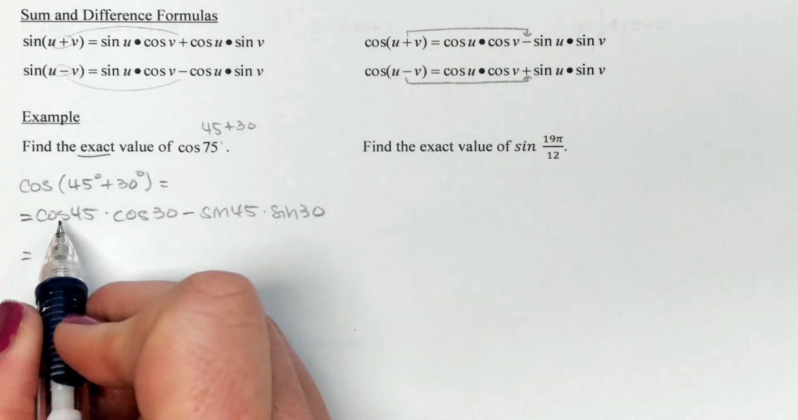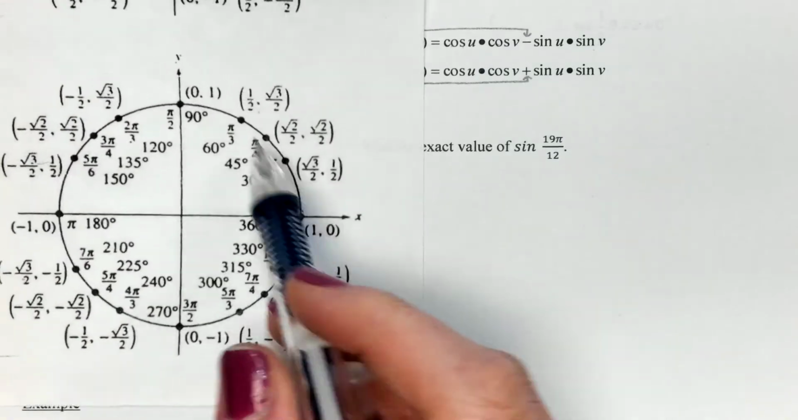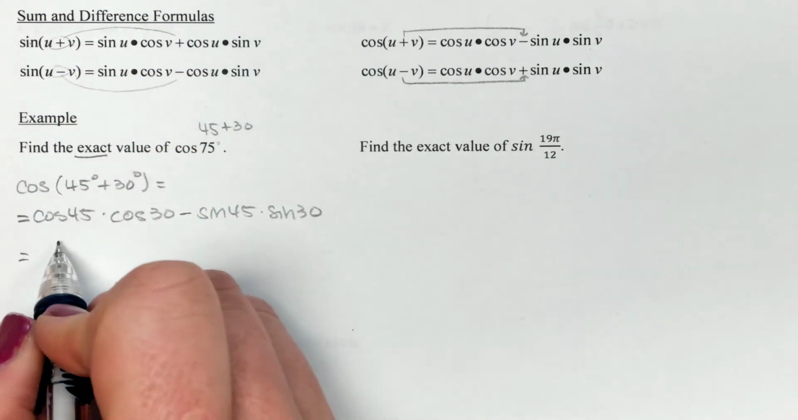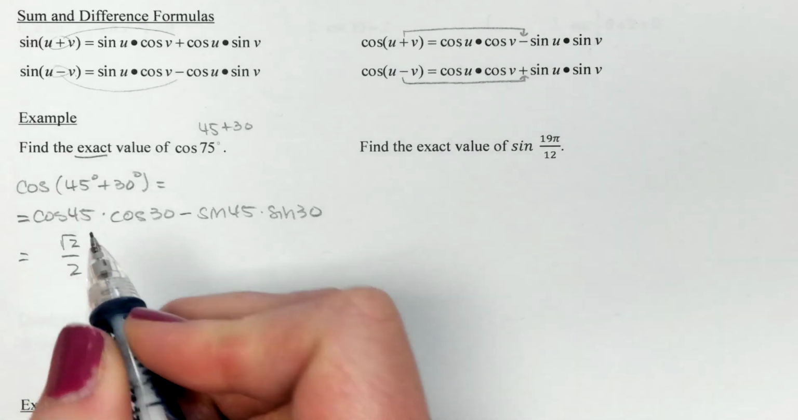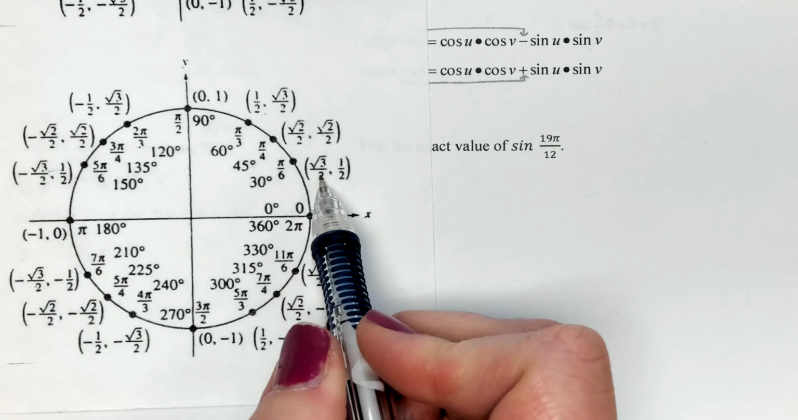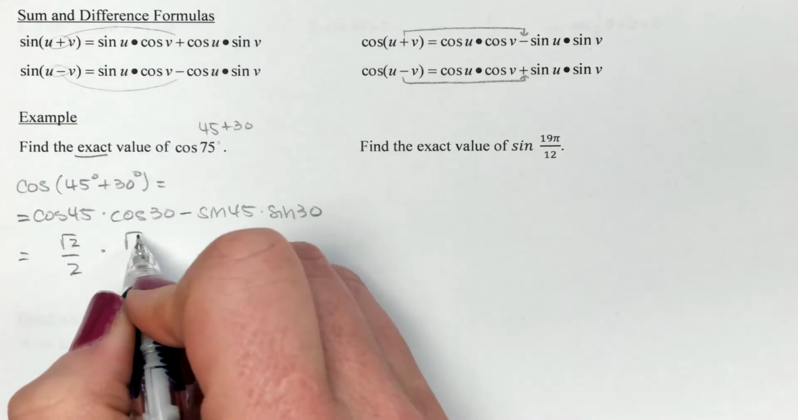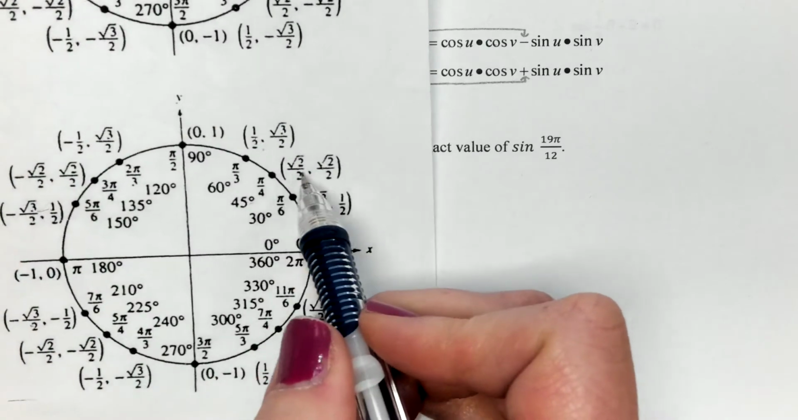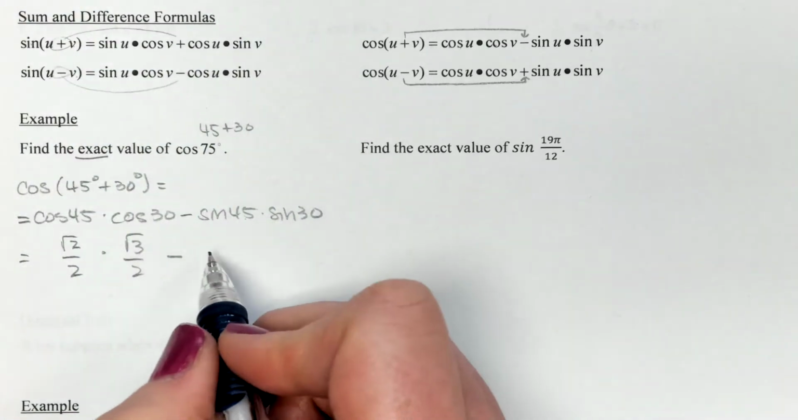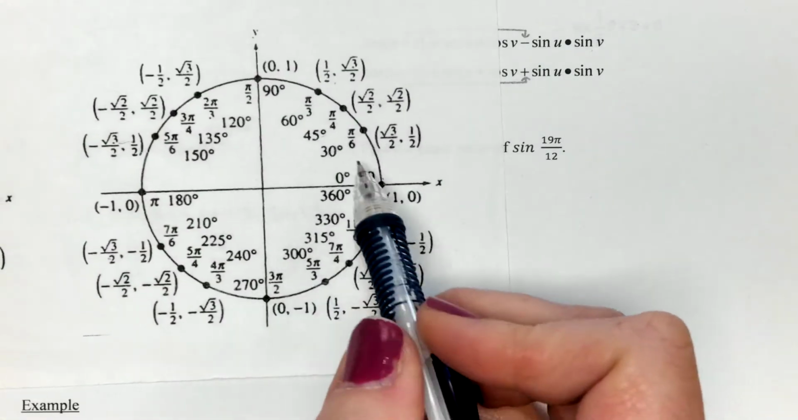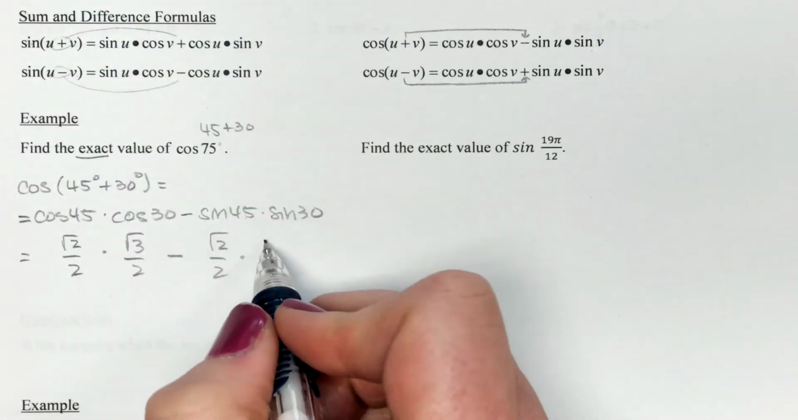First off, what is the cosine at 45? I'm going to go to my unit circle, go to 45 degrees, and the cosine there is square root of 2 over 2. Times the cosine at 30. So back to my unit circle, go to 30 degrees. The cosine is square root of 3 over 2. The sine at 45 is square root of 2 over 2. And the sine at 30 degrees is a half.